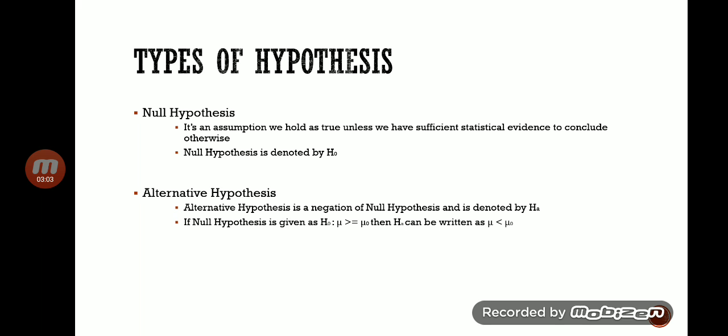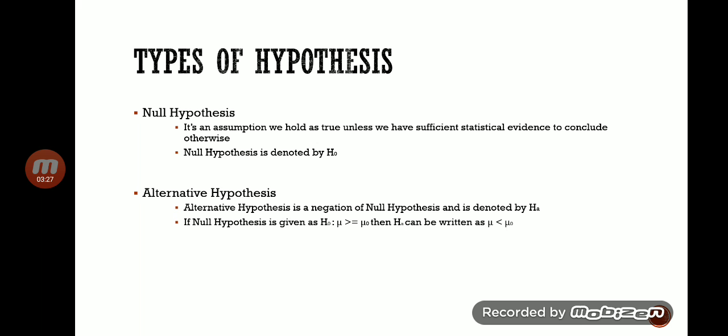So an example for the null hypothesis: generally we assume the null hypothesis as the mean of the sample will be equal to the mean of the population. That's the most general form of the null hypothesis, and the null hypothesis is denoted by H naught.